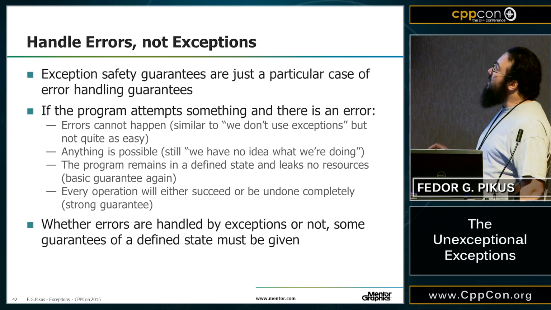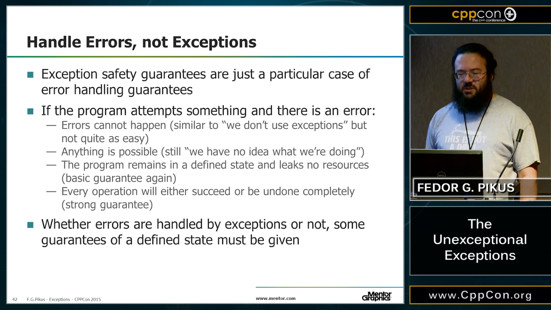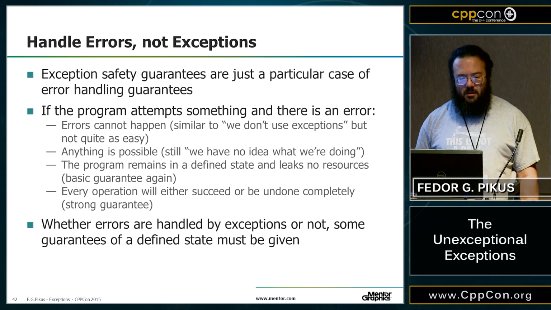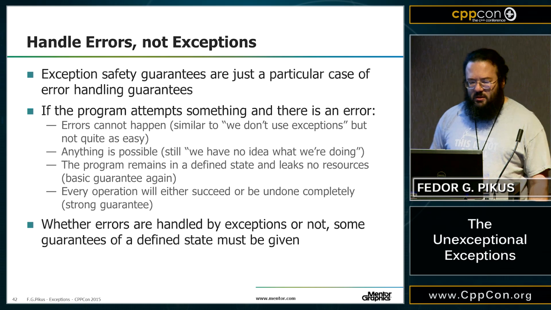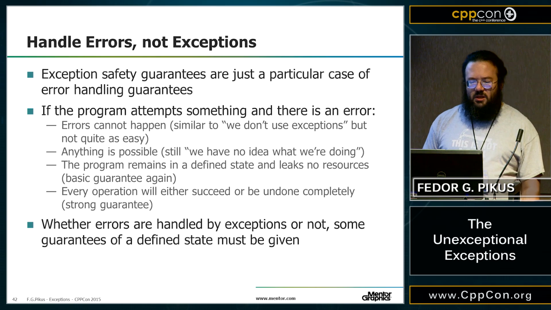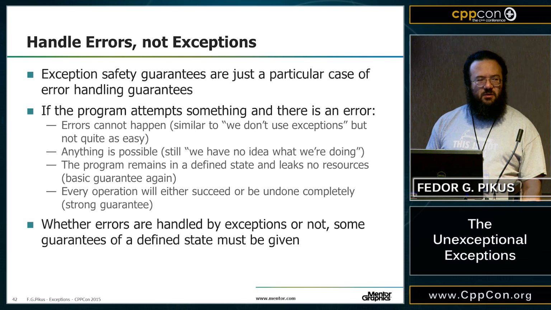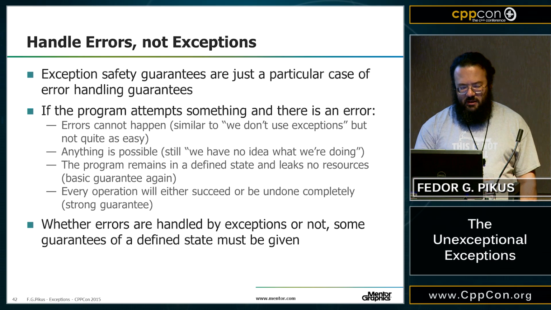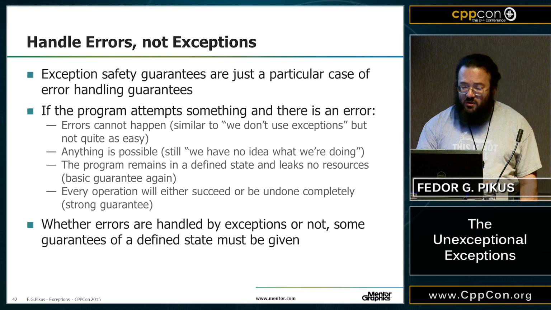So let's think in general, ignoring exceptions versus error codes. What do you do if your program encounters an error? The first option is you ignore it and hope it doesn't happen. The second option, you ignore it and you don't have any hopes. Then the more practical one is you maintain a certain level of invariants. That's the basic guarantee. Or every operation follows commit or rollback. That's the strong guarantee. In a program that remains in a well-defined state in the face of error, some level of guarantee must be given, whether you use exceptions or not.